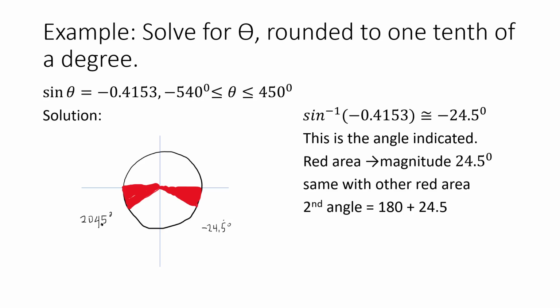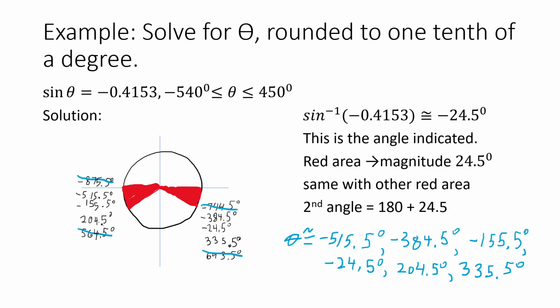Now what we do is add and subtract 360 at each terminal arm as necessary until we get all the values required from that domain. When we do that, we have the values shown, and we can make a great therefore statement. Okay?